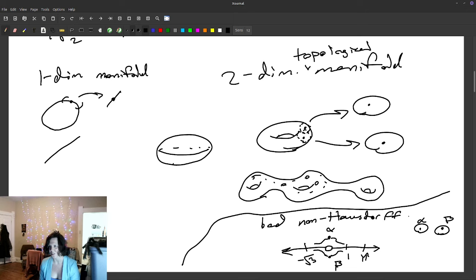That's what was mentioned before. It's the line with two origins. And so this is in the bad, non-Hausdorff manifold land, so we generally don't speak of such things. Okay, just pretend that says line with two origins.